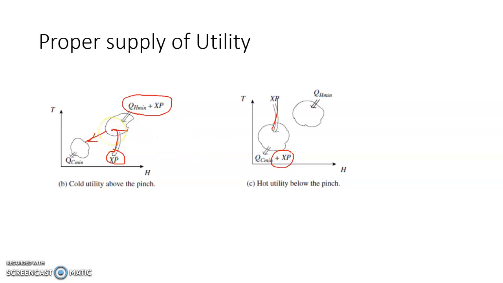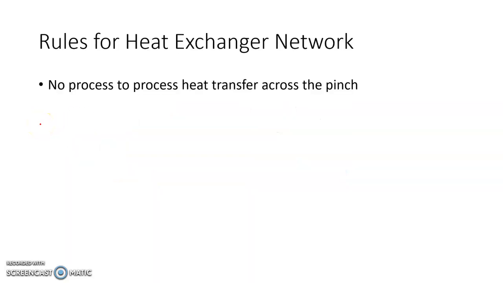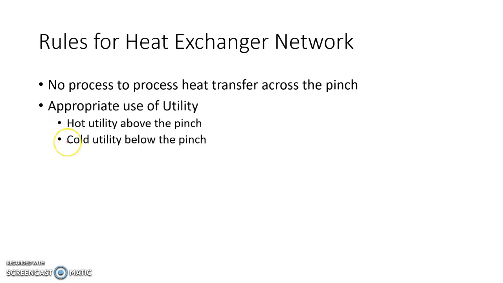This is because we already said that above pinch the region is a sink, and below pinch it is a source. So below pinch there is no point supplying hot utility, and above pinch there is no point supplying cold utility. So this tells you some basic rules of heat exchanger networking. No process to process heat transfer across the pinch, and that's why we design the heat exchanger network separately for above pinch and below pinch.